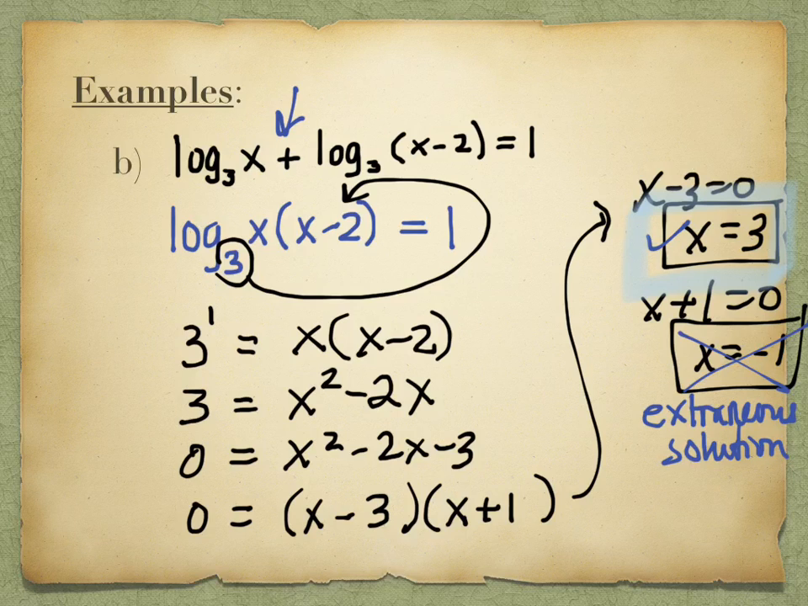So you don't have to write extraneous. I do want you to know what that word means, but you don't have to write it down, but you do need to cross it out. That is that you've checked it and it's not going to work. So there's only one solution to this problem, x is 3. Any questions on this one?